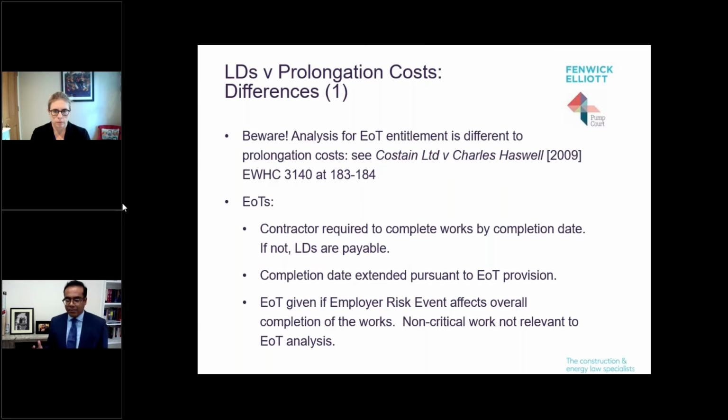So again, let's take our example of a 150-day extension of time. If the contractor's progress has been hampered such that overall progress has been delayed by 150 days, then they will be entitled to an extension of time of 150 days, because that's the period that the employer risk has affected overall completion of the works. Now, this analysis that I've just been talking about in relation to extensions of time doesn't really take into account when the contractor would have finished their work if the employer risk event had not occurred. That's just not relevant, because unless the contractor's own delays are on the critical path, you don't need to take them into account for the purposes of working out whether or not the contractor is entitled to an extension of time.